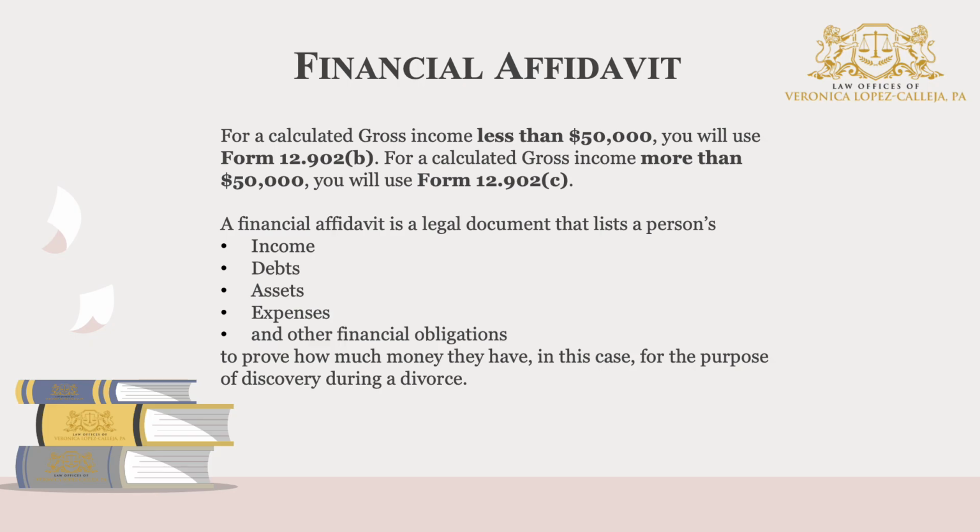Financial affidavit. For a calculated gross income less than $50,000, you will use Form 12.902B. For a calculated gross income more than $50,000, you will use Form 12.902C. A financial affidavit is a legal document that lists a person's income, debts, assets, expenses, and other financial obligations to prove how much money they have, in this case, for the purpose of discovery during a divorce.